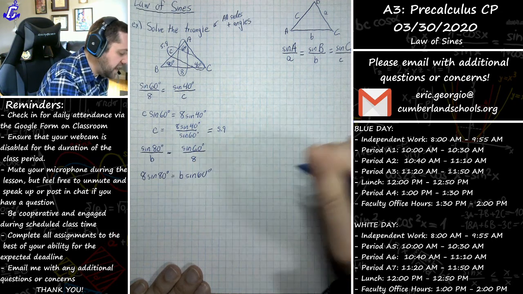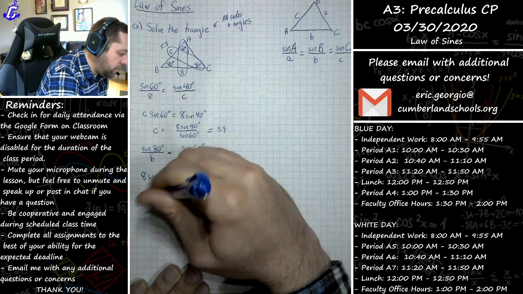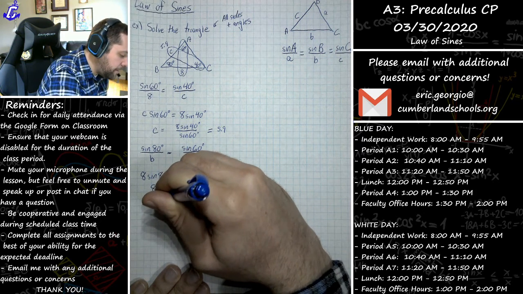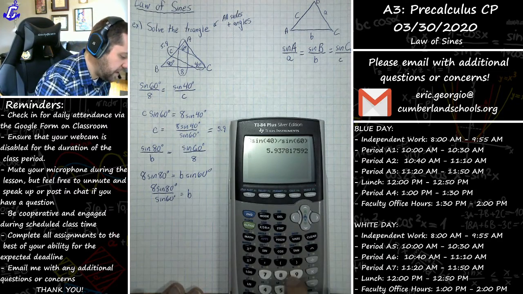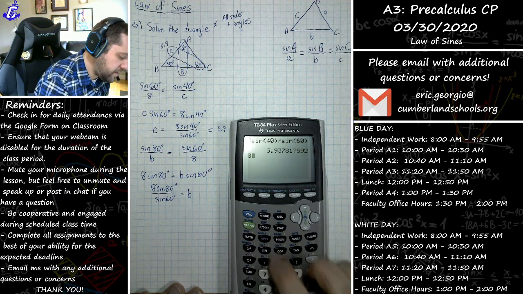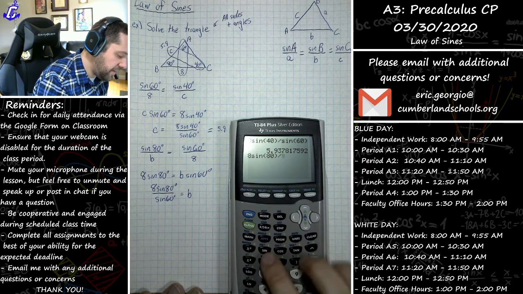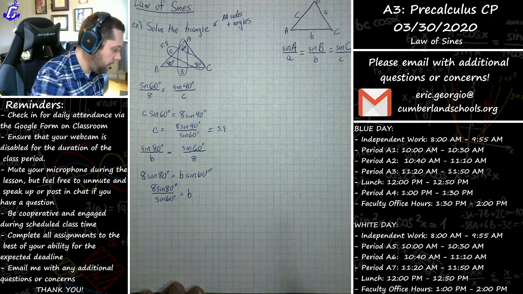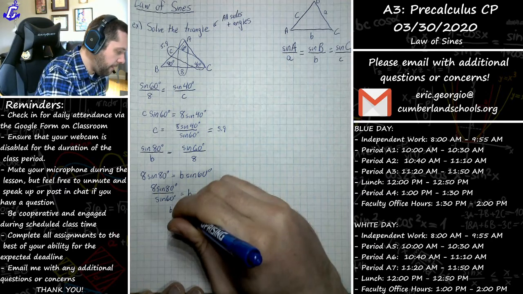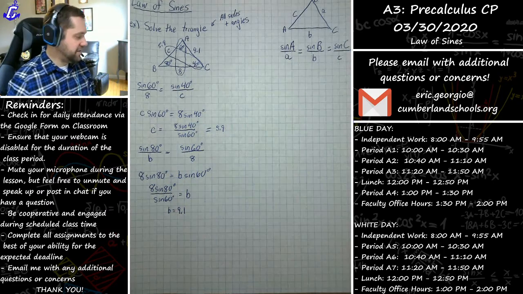Let's divide by the sine of 60 on both sides. So I get 8 sine of 80 over the sine of 60 is equal to B. Again, handy dandy calculator. I would just say 8 sine of 80, make sure you're in degree mode as you're doing this, divided by the sine of 60 is equal to, we get that side B is approximately, we'll call it 9.1. And now we've solved for all of the sides and all of the angles of that triangle.